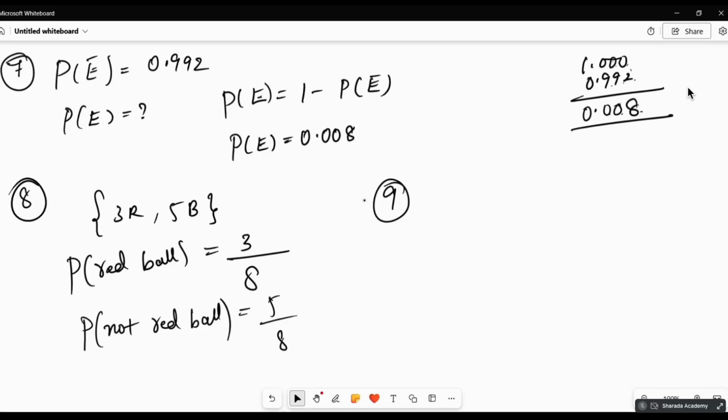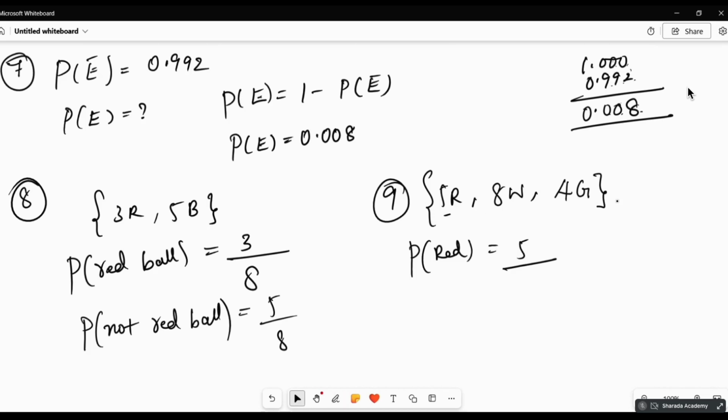A box contains 5 red balls, 8 white balls and 4 green balls. One marble is taken out of the box at random. What is the probability that the marble taken out will be red? So the probability of getting red: favorable is 5 divided by the total number. What is the total number you will get? 17.